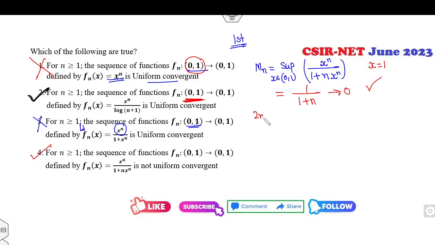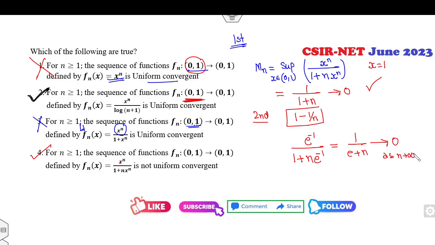Second method, if you consider the subsequence, again x is 1 minus 1 over n. This value will come to e raised to power minus 1 over 1 plus n e raised to power minus 1. So that will be 1 over e plus n. Clearly it goes to 0 as n approaches infinity. So again, yes, this is the right answer. B and D are the correct answers of this problem.